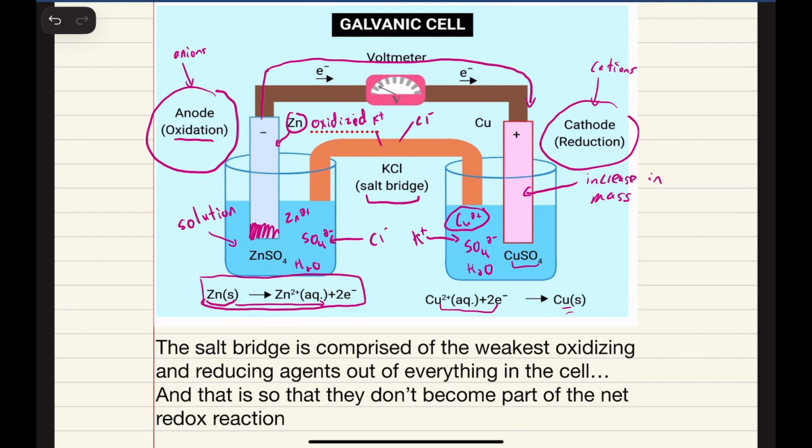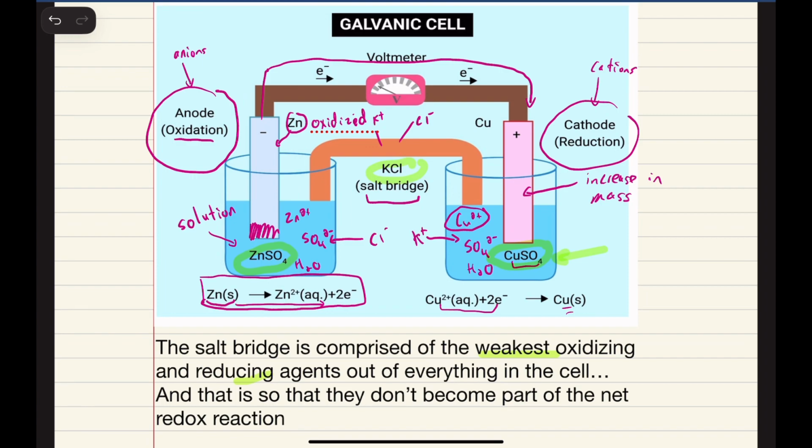Another point to consider is we got 3 working solutions in this galvanic cell, right? We have zinc sulfate solution, we have the KCl solution, and we have the copper sulfate solution. So how do we know which solution goes where? Well, remember that once you identify which solution has the strongest oxidizing agent, then you know that that's going to go to the cathode.